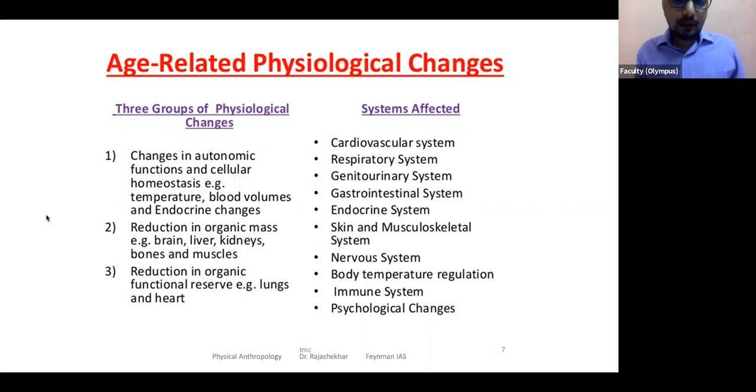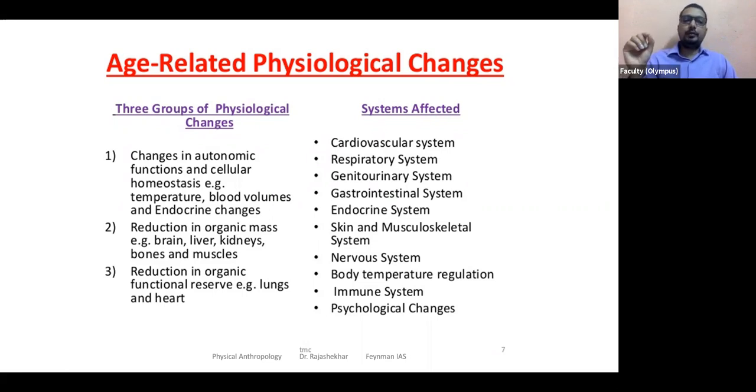Next, mass of the organs. Reduction in mass of organs can also be noticed. The first point I told you here, changes in autonomic function. So those that are self-controlled, controlled by the body, are changed. Example, temperature, blood volume, etc.